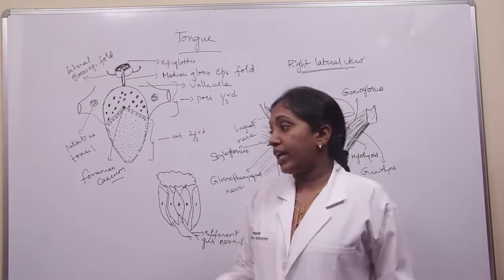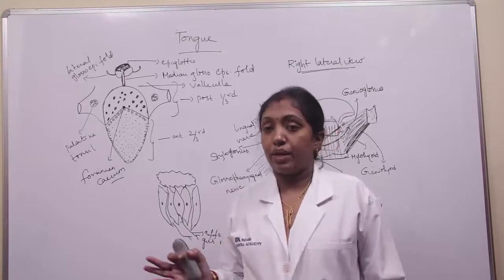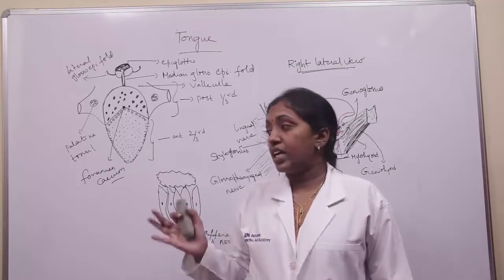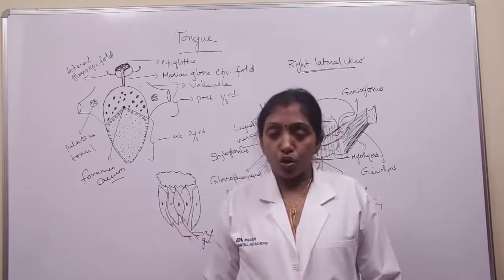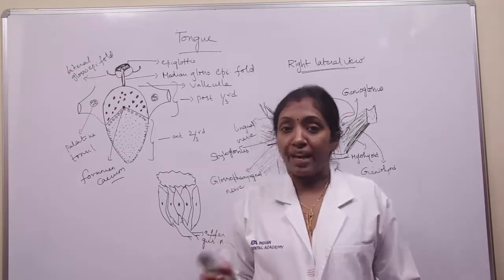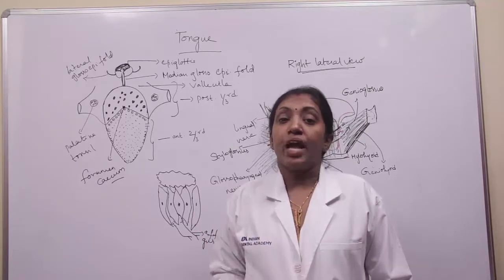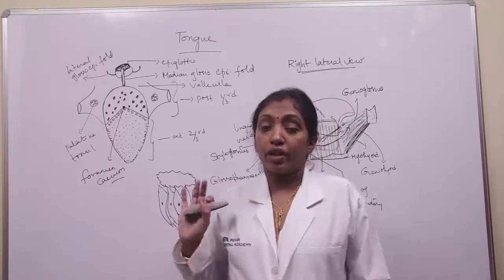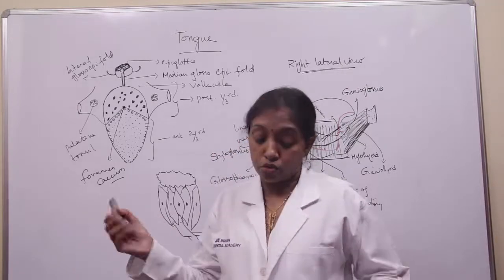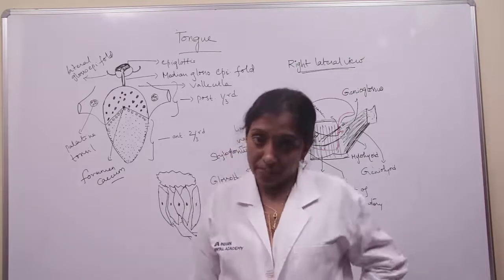Each half of the tongue is divided by a median fibrous septum. And coming to the extrinsic muscles of the tongue, they are 5 in number: genioglossus, hyoglossus, chondroglossus, styloglossus and palatoglossus. Coming to the genioglossus muscle, it is a fan-shaped muscle, and it arises from the greater cornu and body of the hyoid bone. It arises from the superior genial tubercles of the symphysis menti.